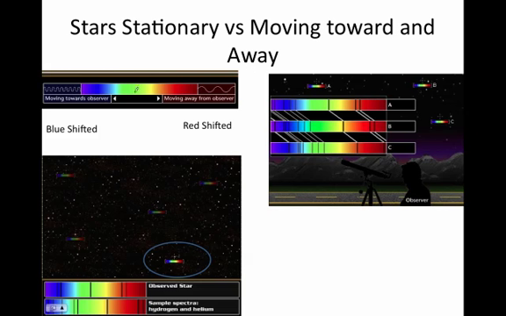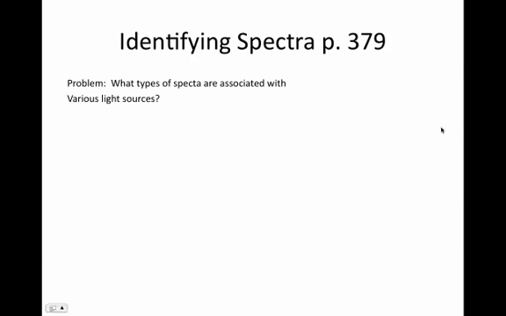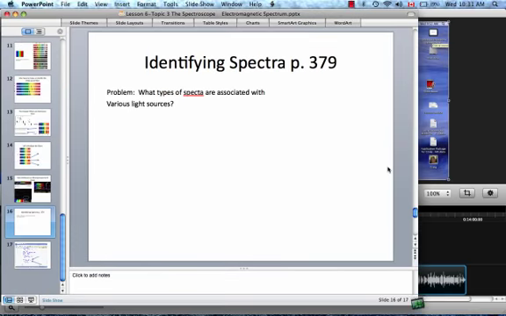Let's look at this again. Let's look at star A, B, and C. Actually, let's leave that. So that's just a good example of how spectral analysis might help us.